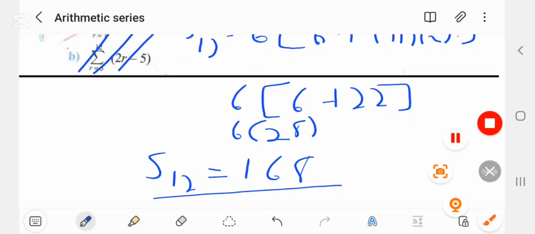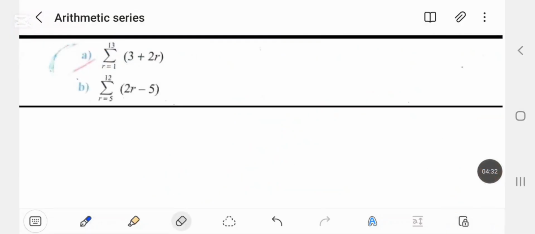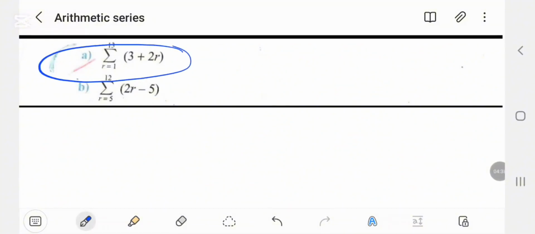So we use this formula when we do not have the last term, but we have the number of terms. All right, and then we have these sigma notation. These are our numbers or arithmetic series expressed in sigma notation.